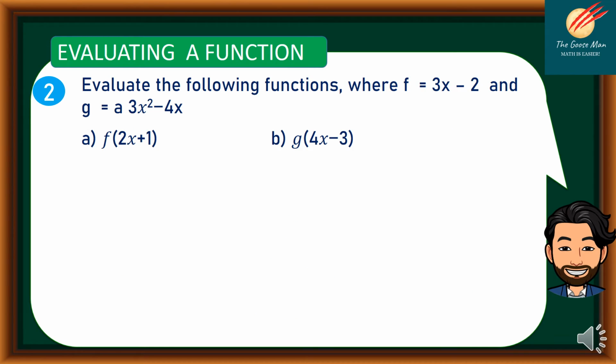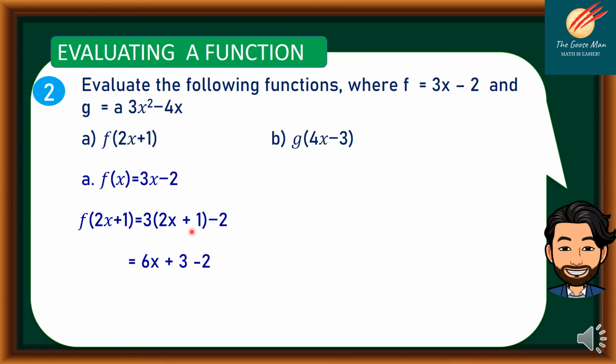Let's have another example. Evaluate the following function. f of x is equal to 3x minus 2 and g of x is equal to 3x squared minus 4x. For f, we evaluate at 2x plus 1, and for g, at 4x minus 3. So let's start with f of x is equal to 3x minus 2. Instead of x, we will replace all x's by 2x plus 1. Then perform the given operations.